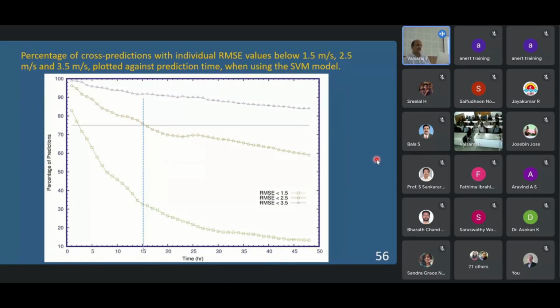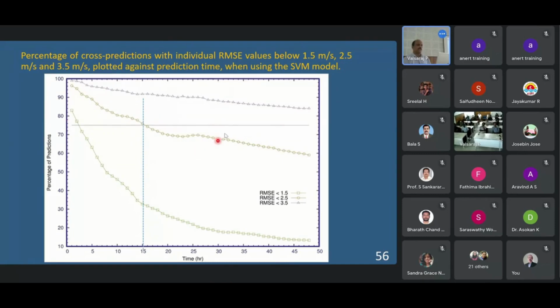This is another way of representing. All the different time-ahead predictions were taken, and this is the percentage of predictions. If you take 1.5 meter per second, for 15-hour-ahead predictions using RMSE, approximately 32% of predictions come with RMSE below 1.5. If you are satisfied with a 2.5 meter per second RMSE value, some 75% of predictions. In that way, this picture gives.